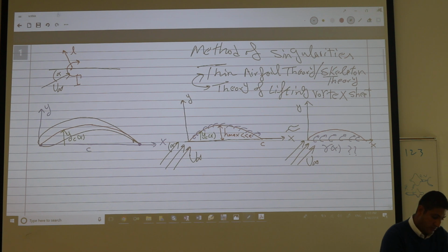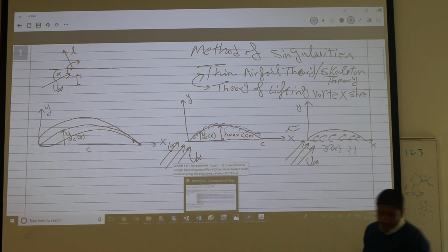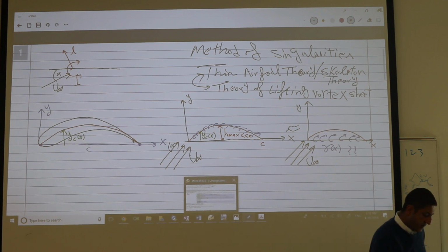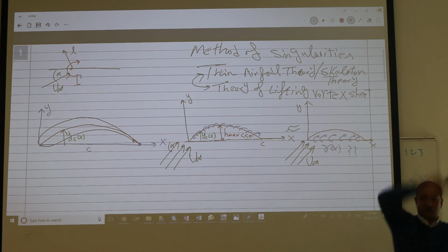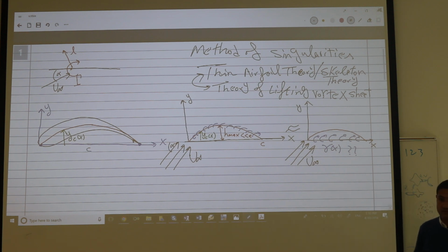David, this approximation is valid even for very highly cambered airfoils? No, not very highly. This is typically around 10% of the flow. If it's very highly cambered, say 50% of the chord, then it's a really large disturbance. No, this theory will fail. So 10% or less is fine. Okay.